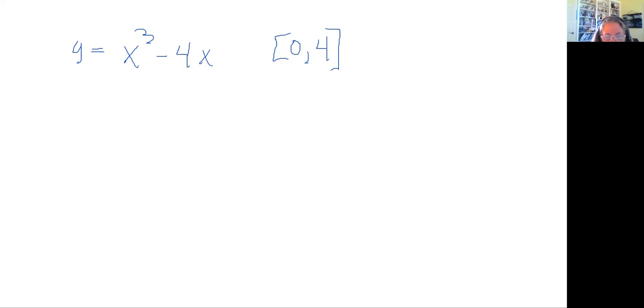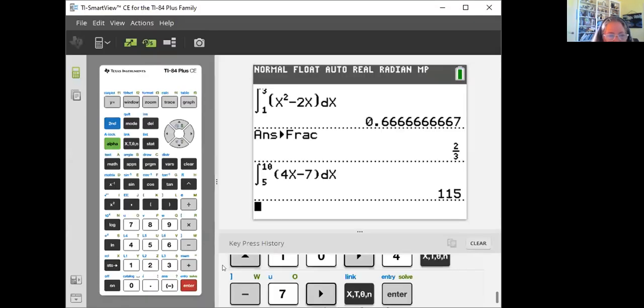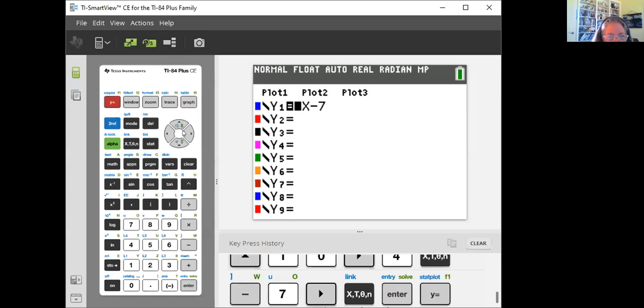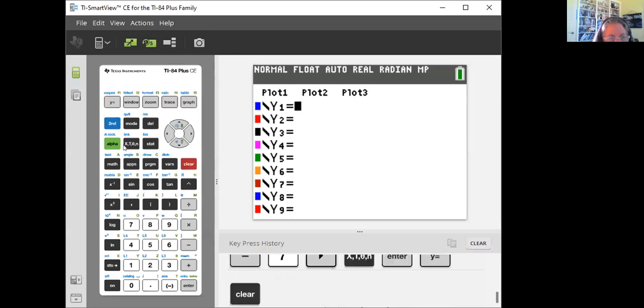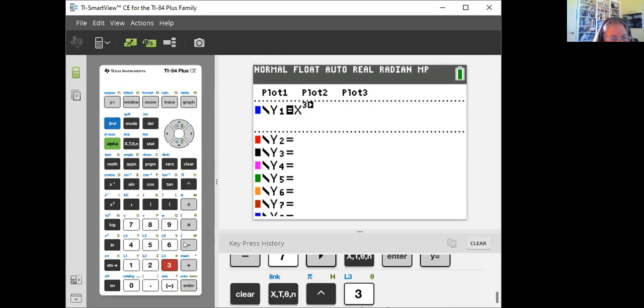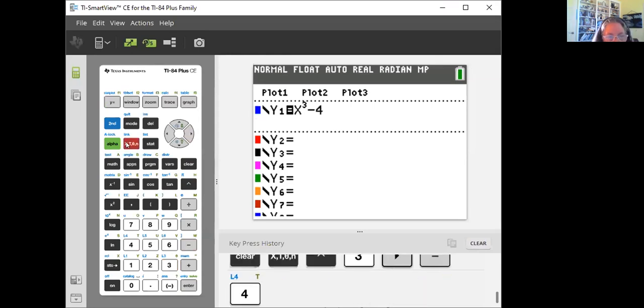There's my calculator. All right, so I'm going to graph this function because we have to be concerned. If it goes negative, we have to deal with that. So let's see, it's x cubed minus 4x. Is that right? Yep, minus 4x. On the interval from 0 to 4.